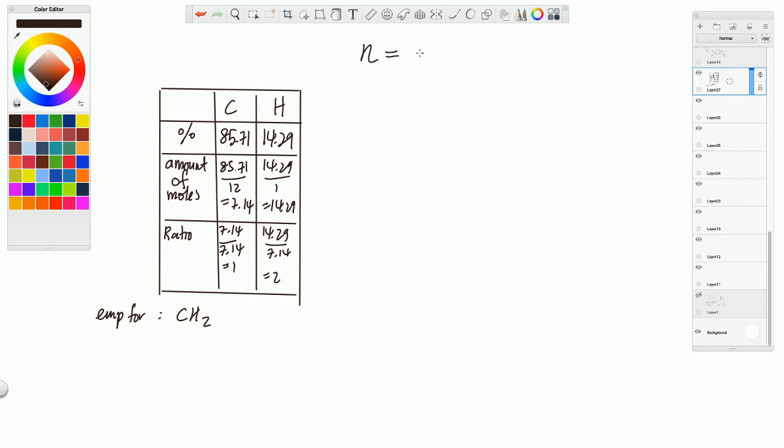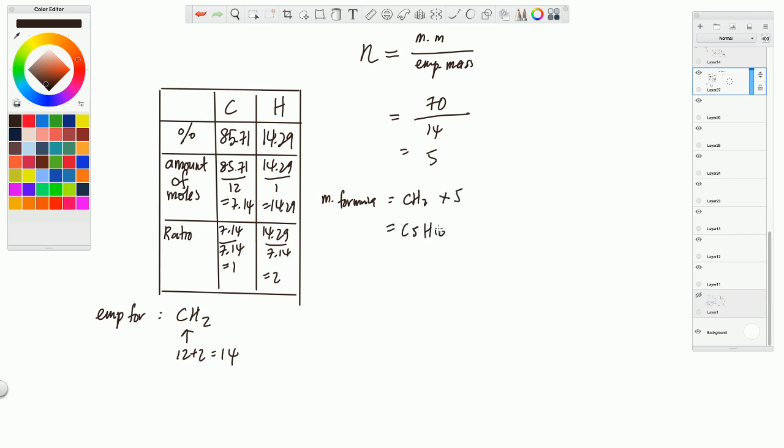Okay, so now you find n. Okay. n is molecular mass over empirical mass. Molecular mass is the one they give you in the question. Molar mass, 70. And then empirical mass is the mass of this empirical formula. 12 plus 2 equal to 14. Okay. So 5. Okay. Then, so molecular formula CH2 times 5, C5H10. Okay, now you finish it.